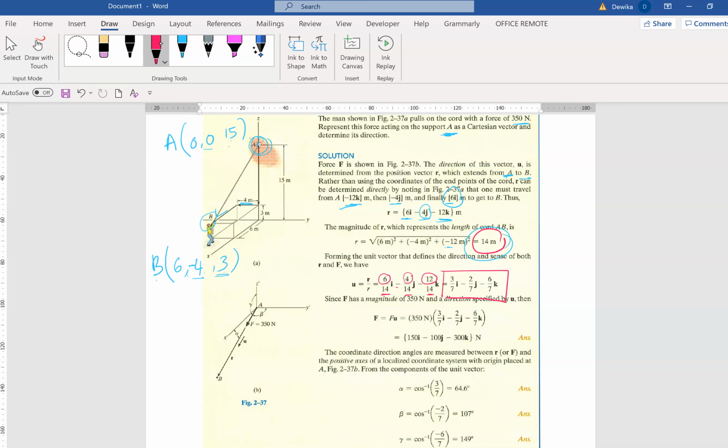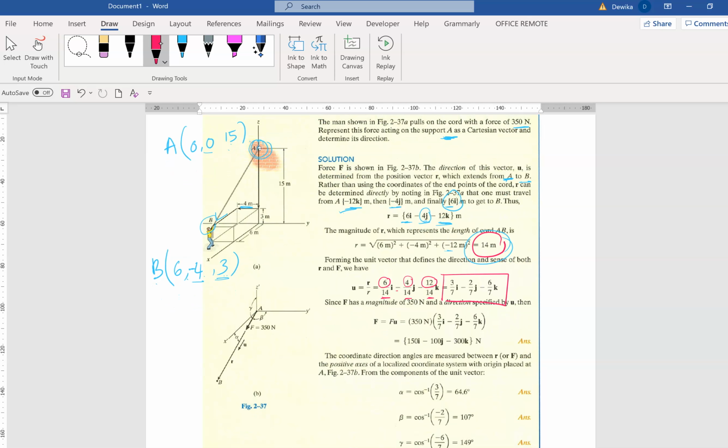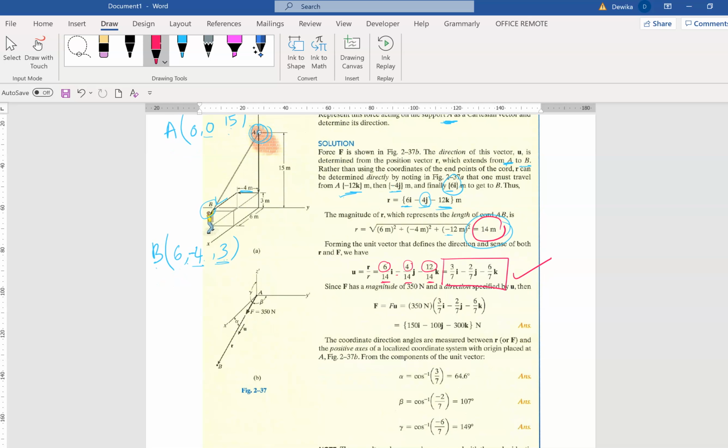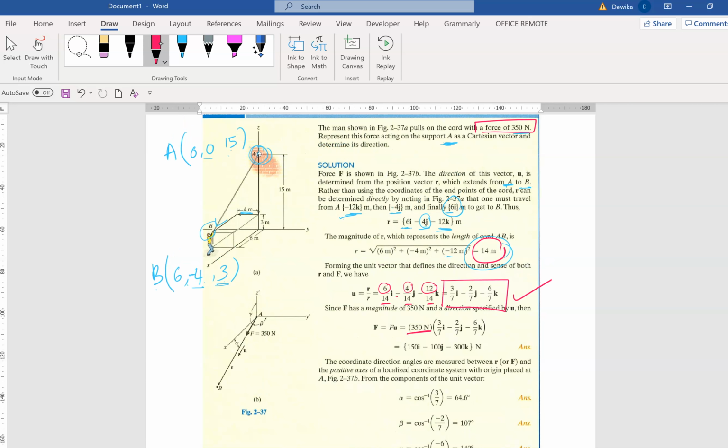Now, what does the question say? You have found the unit vector, right? The question says the force imposed is 350. So if the total magnitude imposed is 350, what is the amount of force distributed in i, in j, and in k? Very simple. You just take the 350 and multiply it with the unit vector. So you can distribute the force along i, j, k.